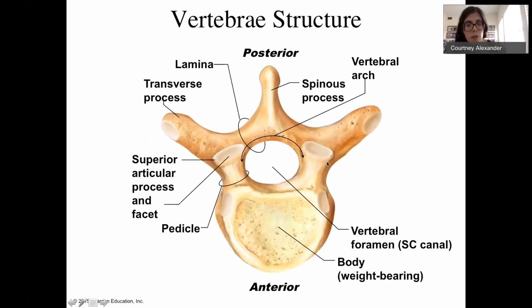A few things I want you to be aware of. The body is the part of the vertebra that bears the weight. There is a hole, the vertebral foramen, and this is where the spinal cord passes through. And then you can see these processes on the posterior end that connect to muscles and ligaments.